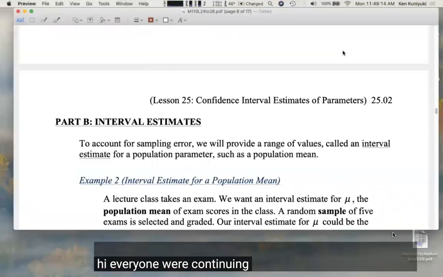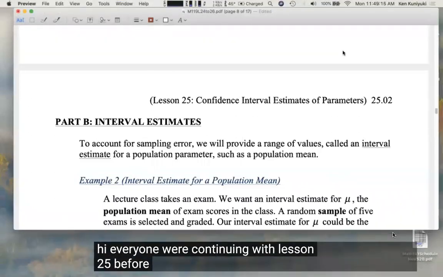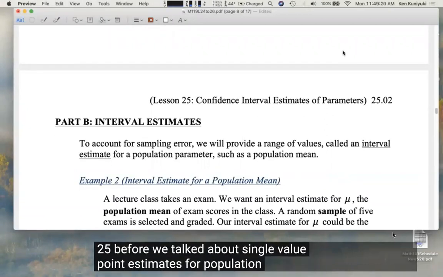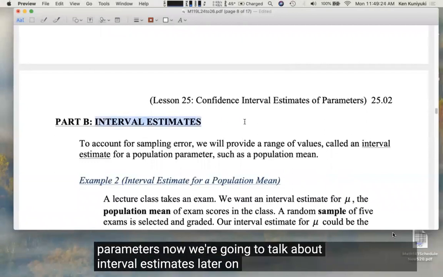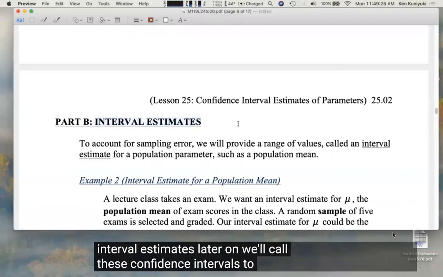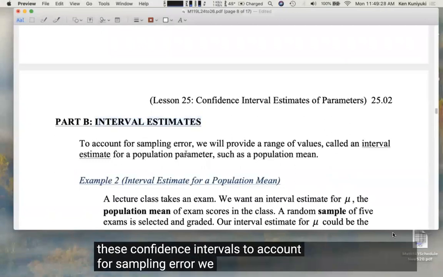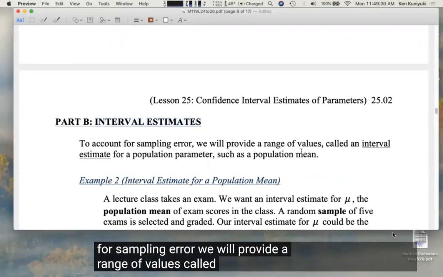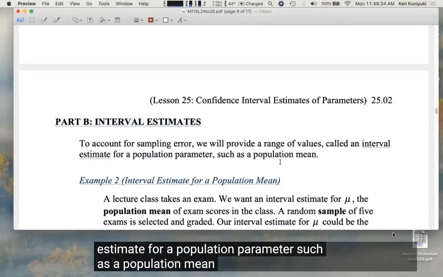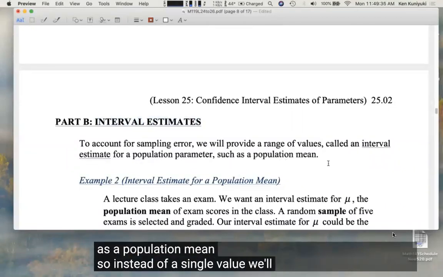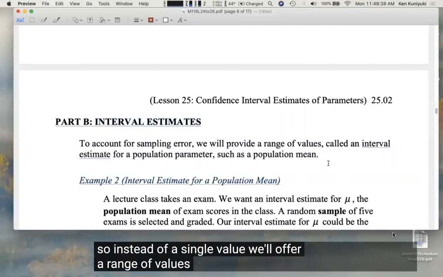Hi, everyone. We're continuing with lesson 25. Before we talked about single value point estimates for population parameters, now we're going to talk about interval estimates. Later on, we'll call these confidence intervals. To account for sampling error, we'll provide a range of values called an interval estimate for a population parameter, such as a population mean. So instead of a single value, we'll offer a range of values.